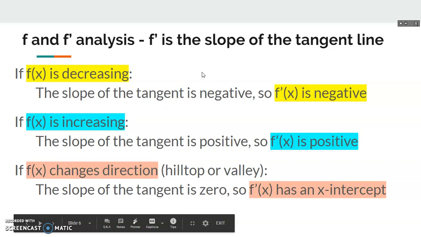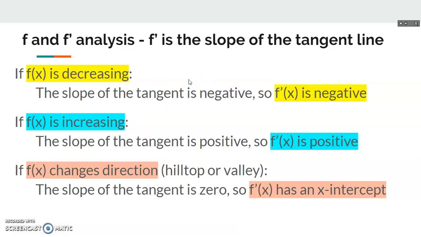This is a really big one. So looking at the relationship between the original function and the derivative. So the relationship between f and f prime. If the original function is decreasing or going down, that means the slope is negative, which means that the value of the derivative is negative. If the original function is increasing or going up, that means the slope is positive, so that derivative is positive.